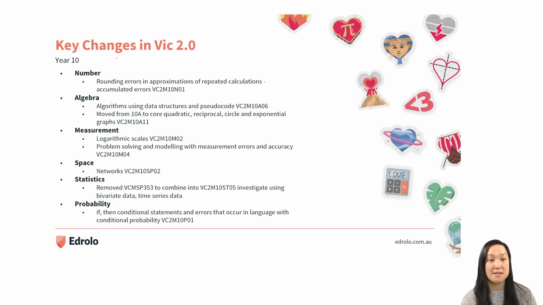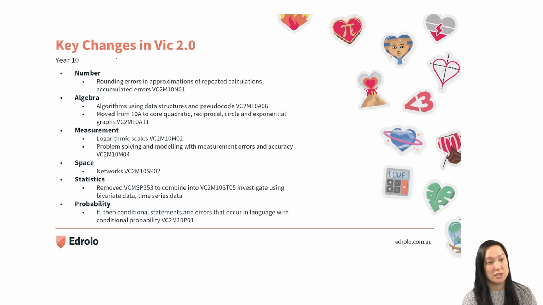We see this well in number, where there is a focus on rounding errors and approximations of repeated calculations. This was a big focus last year in VCE in the general exam. In algebra, algorithms has been moved here, where algorithms is using data structures and introducing pseudocode. And moved from 10A to the core are quadratic, reciprocal, circle, and exponential graphs.